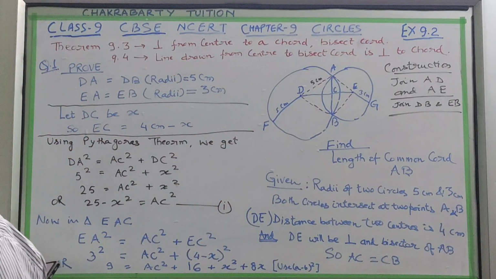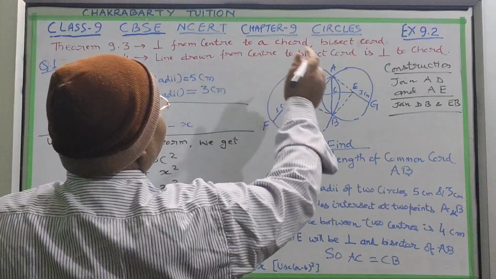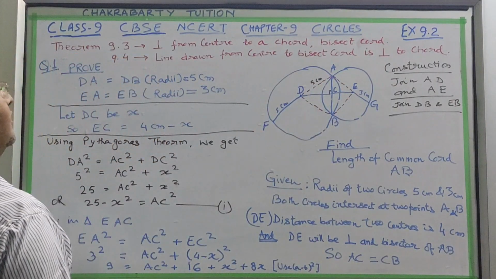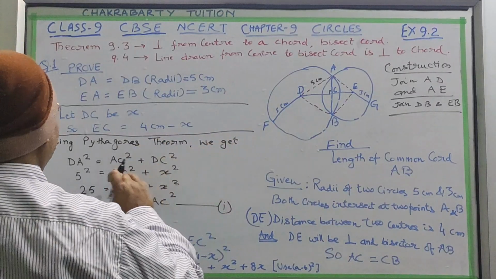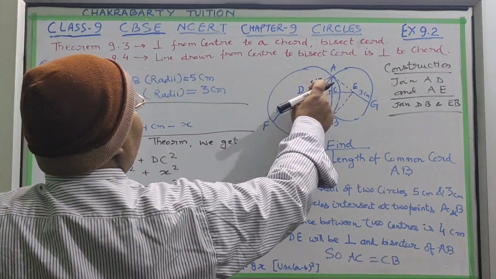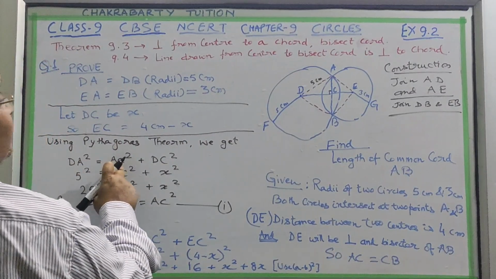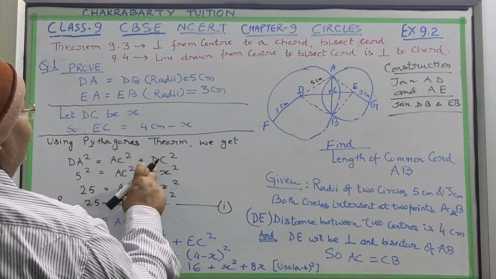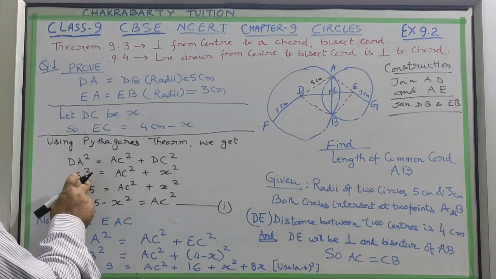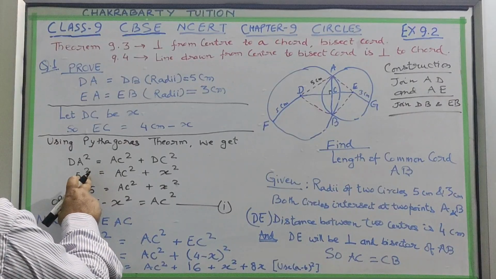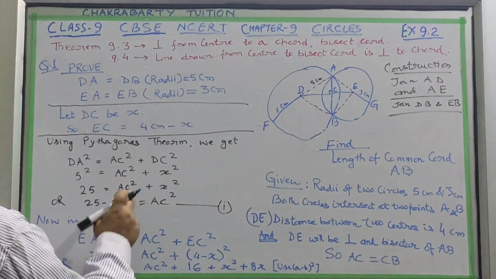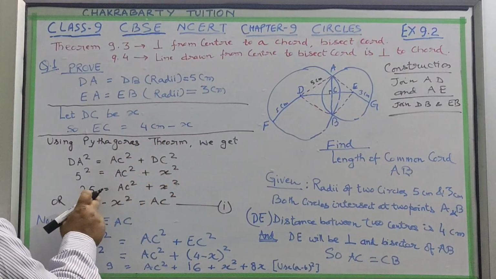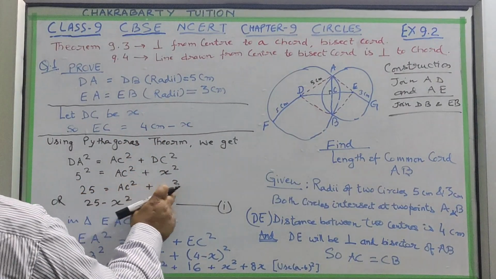Now using our Pythagoras theorem, because this is perpendicular. Perpendicular means 90-degree angle it is creating. So Pythagoras theorem we can use here. So Pythagoras theorem, what does it say? Hypotenuse square, DA square, is equal to perpendicular square plus base square. So AC square plus DC square is equal to this. So DA 5 is given, 5 is the radius, equal to AC square plus X square. DC you have presumed as X. So here 25 equals AC square plus X square.